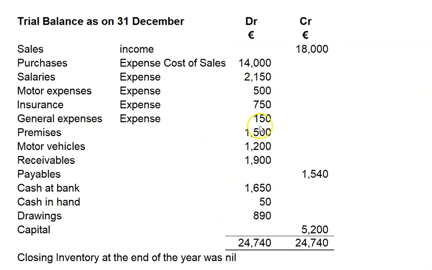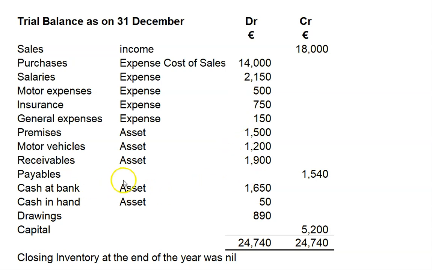So here is the question, the trial balance, and all you have to do then is identify which are assets, which are liabilities. You'll see here premises, motor vehicles, receivables, and then cash held. They're all assets. And you'll see once again they're on the debit side of the trial balance, which is made up of asset and expense accounts.